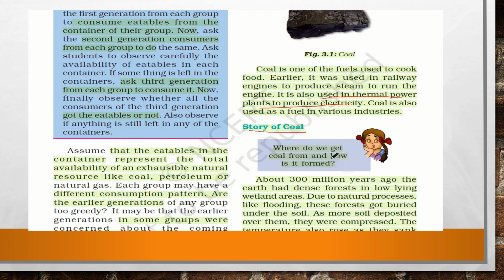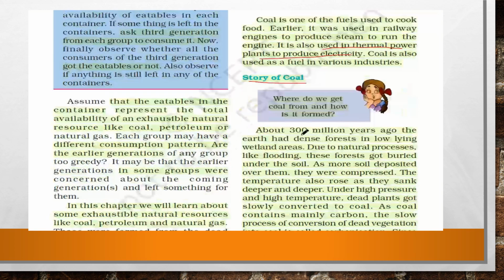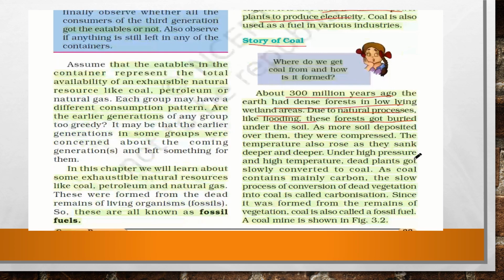So where do we get coal from and how is it formed? About 300 million years ago, the earth had dense forests and low-lying wetland areas. Due to natural processes like flooding, these forests got buried under the soil. And as more soil got deposited over them year after year, they got compressed, the temperature rose, and they sank deeper and deeper.